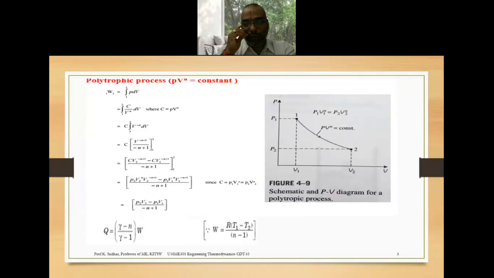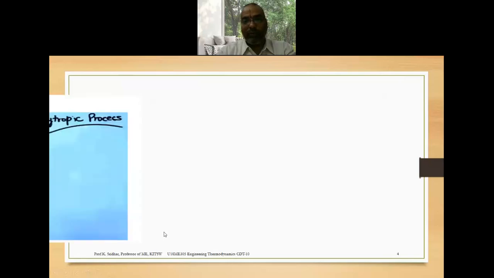How can we find out the heat transfer during the polytropic process? It is a very important equation: the heat transfer is equivalent to gamma minus n by gamma minus 1 times the work transfer during the polytropic process.